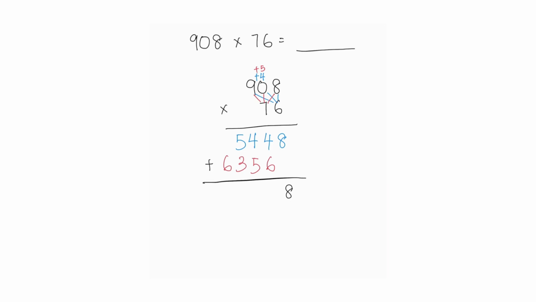8 plus 0 is 8. 4 plus 6 is 10. 1 plus 4 plus 5 is 10. 1 plus 5 plus 3 is 9. 0 plus 6 is 6. Answer is 69,008.